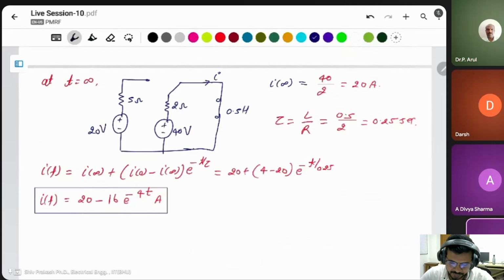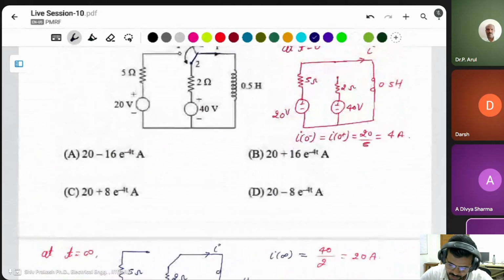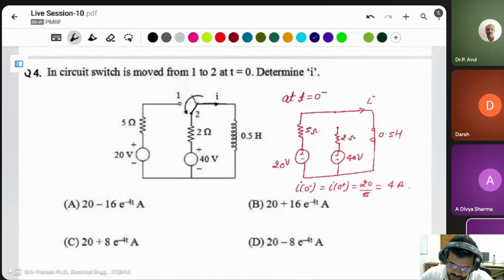Okay. 20 minus 60 e to power of minus 4t. This is the answer. First option.